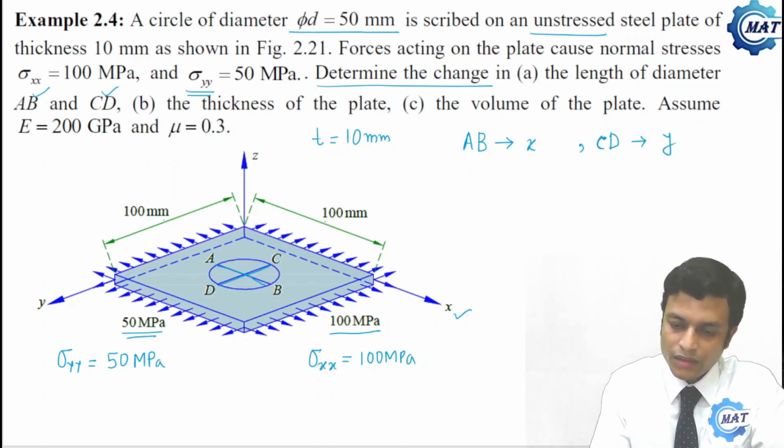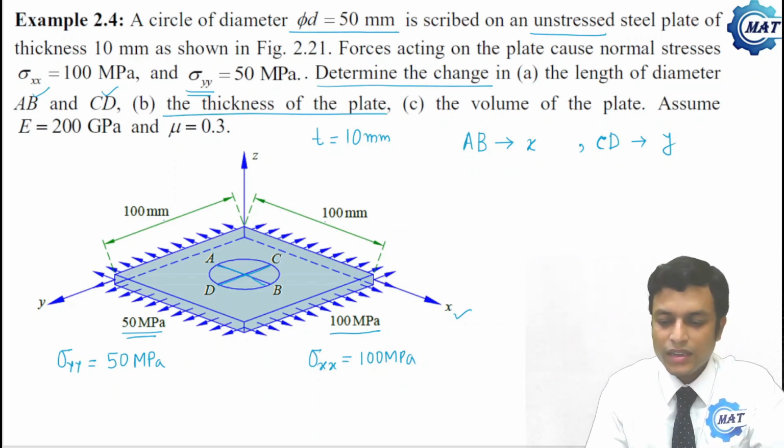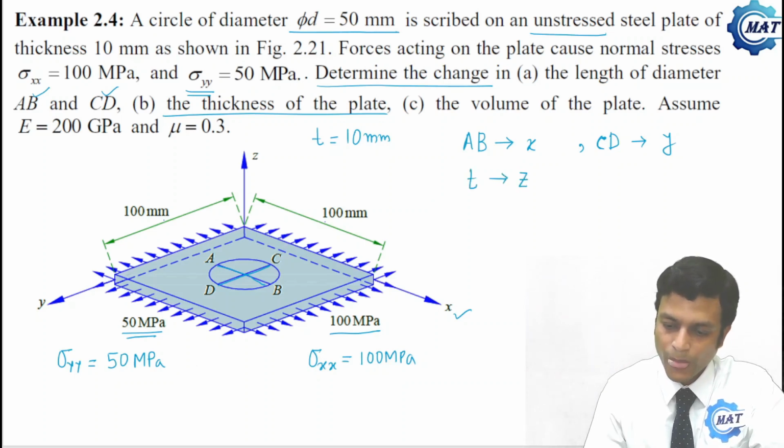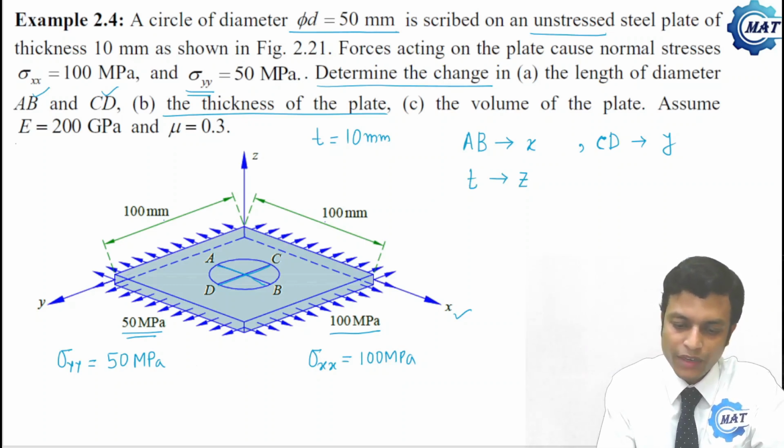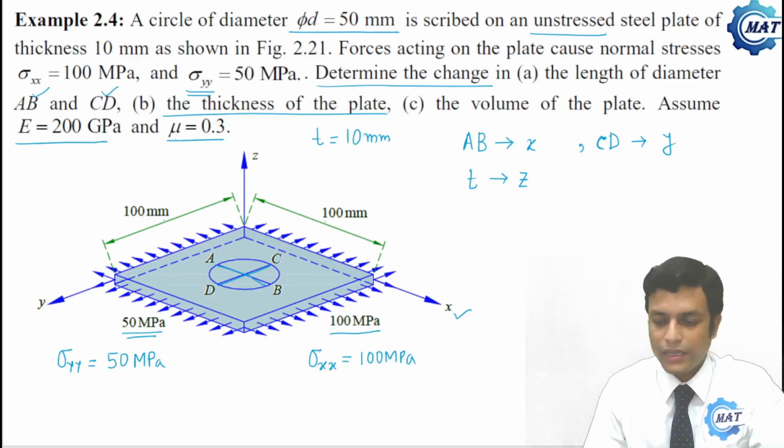Next, the change in the thickness of the plate. That is, what is the change in thickness of the plate? And thickness T is along z direction. Also, you have to calculate the volume of the plate. Assume E equal to 200 GPa and mu is 0.3.